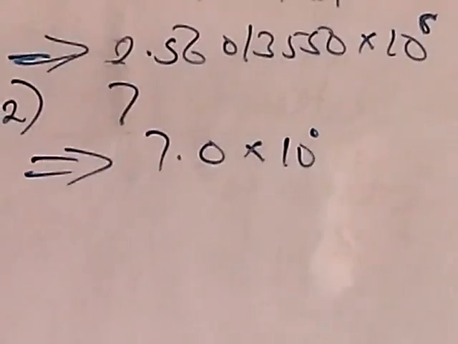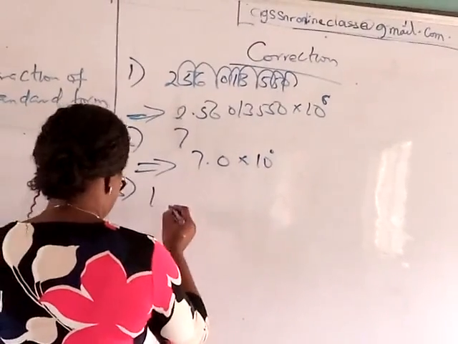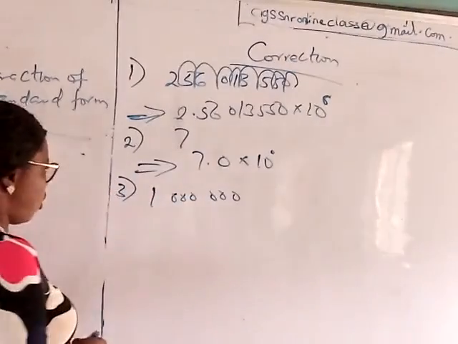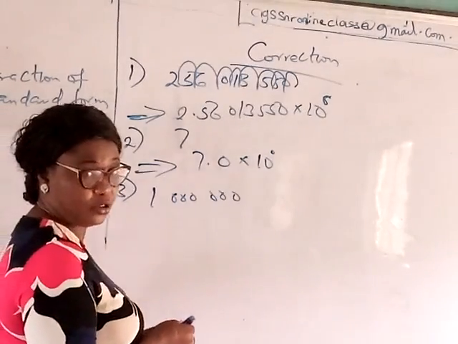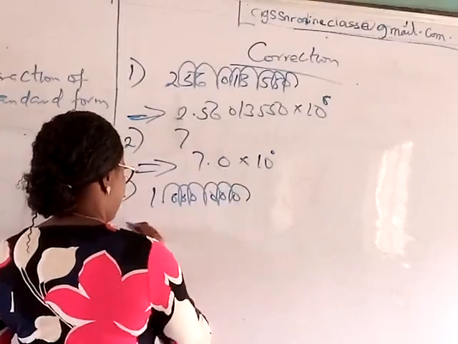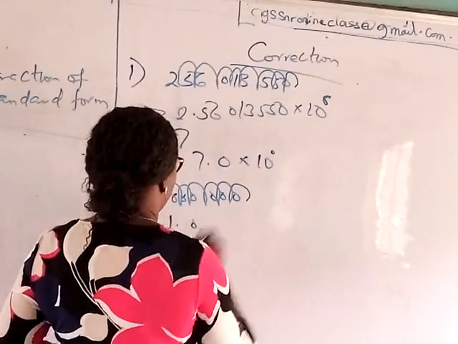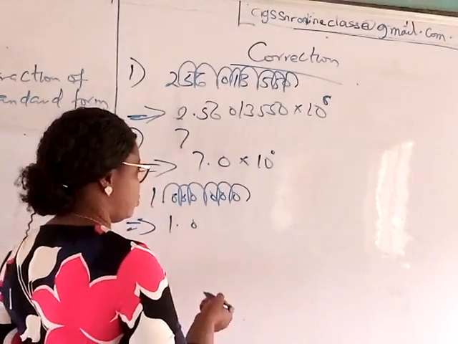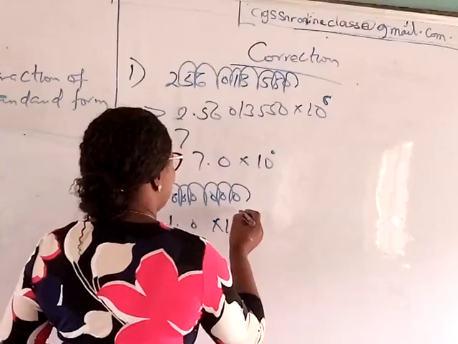Then for the third question, we have 1, 0, 0, 0, 0, 0, 0. Here we have 1 million. To reduce 1 million to standard form, we have to move the decimal point. 1, 2, 3, 4, 5, 6. This gives us 1.00, or you can just have it 1.0. These other zeros are inconsequential since they are zeros. So times 10 raised to power the number of times we move forward, and that means 10 raised to power 6.